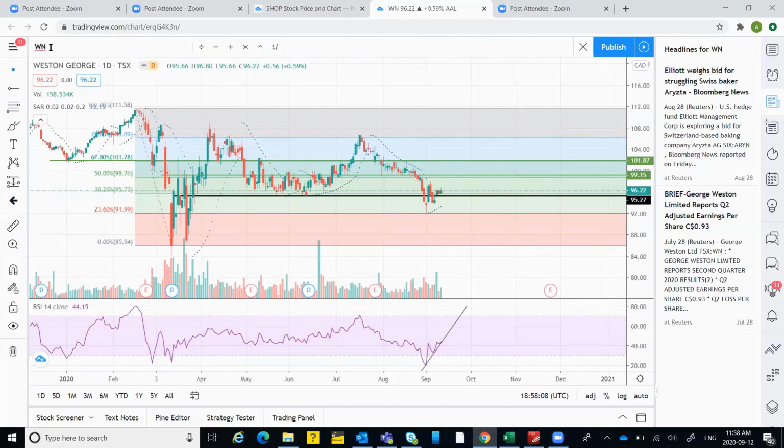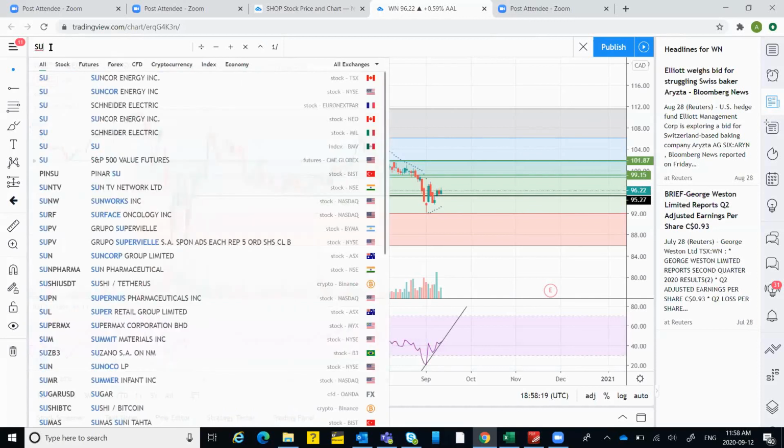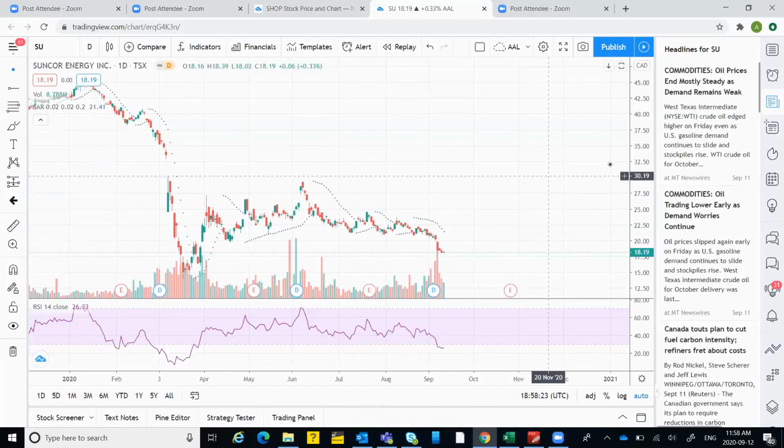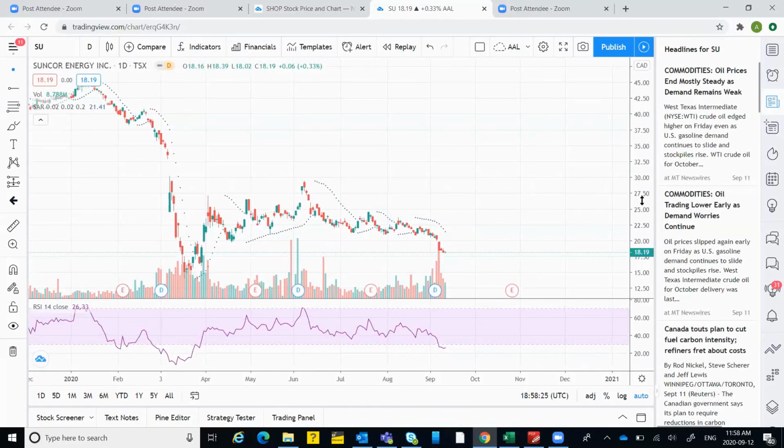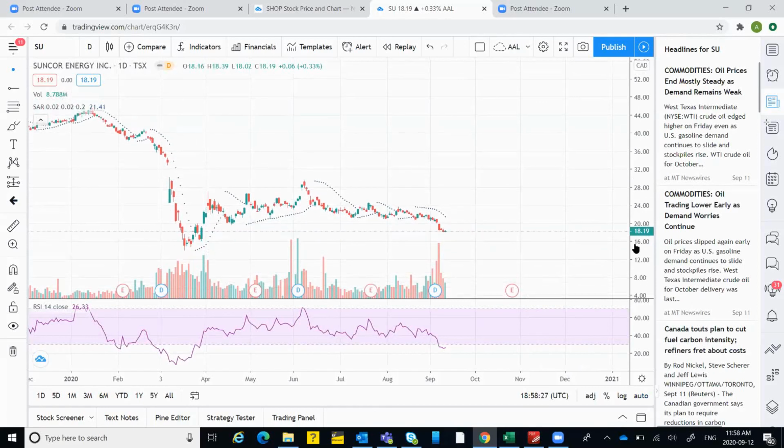Any other stock? I'm already into Western, so I already picked it up. Look at SU, yes, SU or TRP, either one of them. Okay, let's look. I'm looking at SU to buy at around 16.50, and TRP to buy around 59.